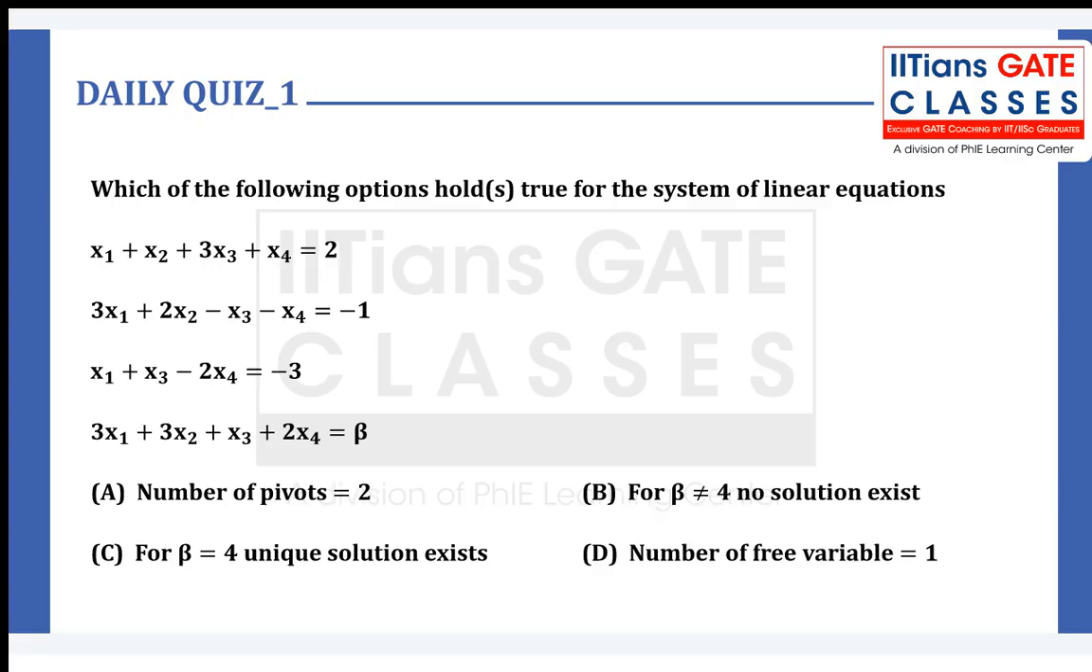So the first question, they have given you a system of linear equations. There are 4 unknowns, 4 variables: X1, X2, X3, X4 are the unknown variables, and there is one more unknown, which is beta, on the RHS of the last equation, as you can see in the question. We need to find out which of the following options holds.